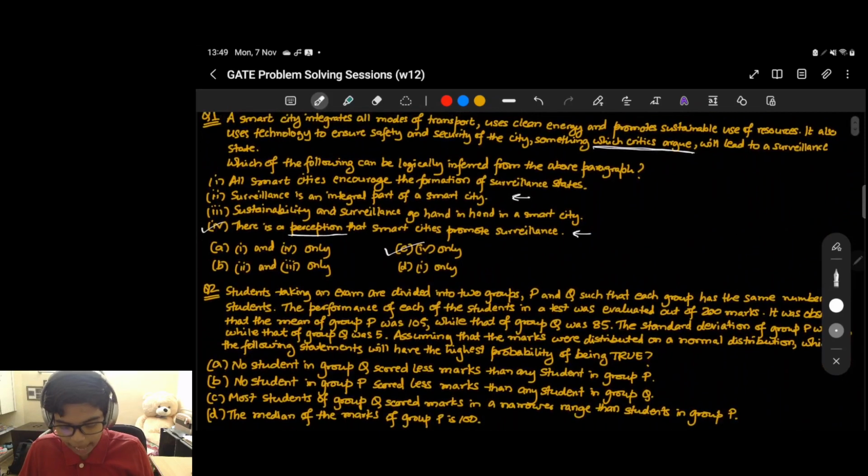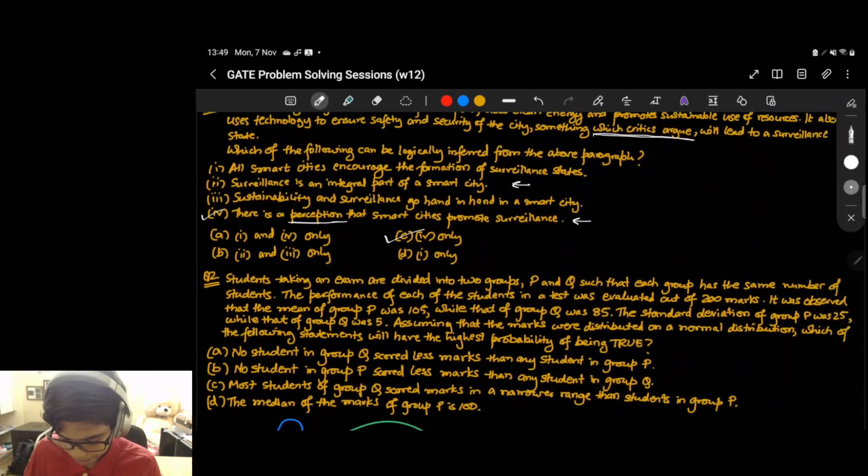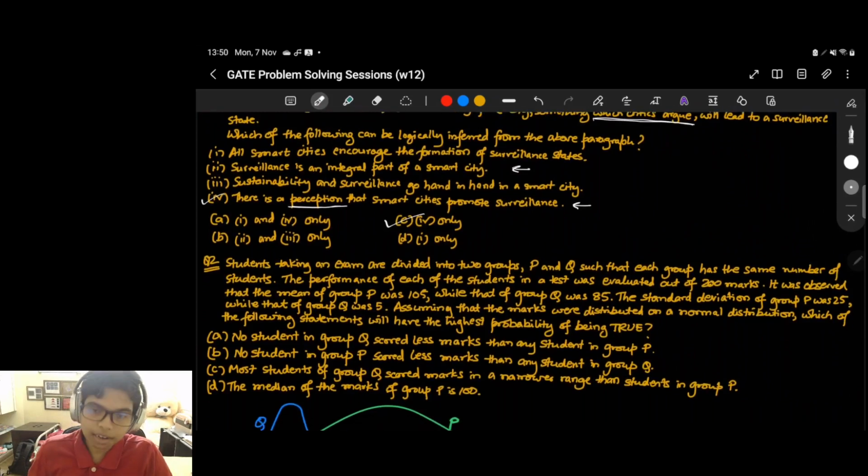Students taking an exam are divided into two groups, P and Q, such that each group has the same number of students. The performance of each student in a test was evaluated out of 200 marks. It was observed that the mean of group P was 105, while that of group Q was 85. It seems that group Q is not performing quite as well compared to group P.